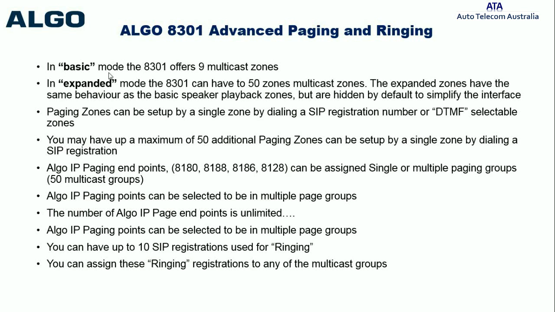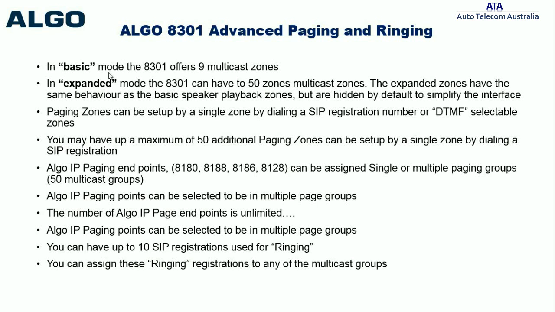On top of that, if you so wish, you could have each paging zone having its own SIP registration. For example, extension 301 would dial paging zone 1, 302 paging zone 2, 320 paging zone 20, 350 paging zone 50. So it's a SIP registration, and you would dial each one directly.